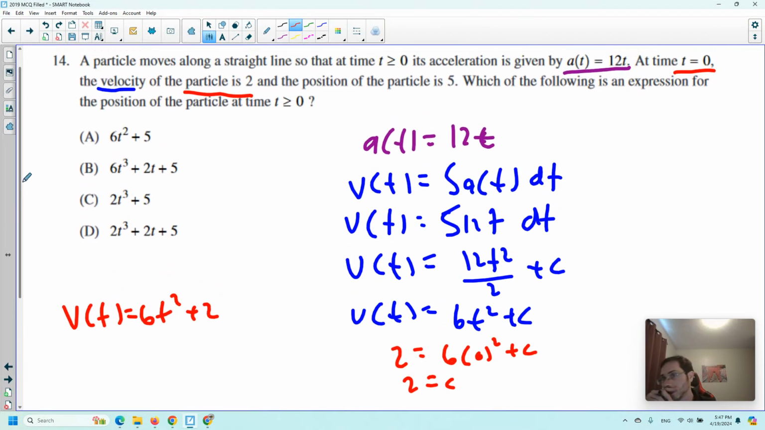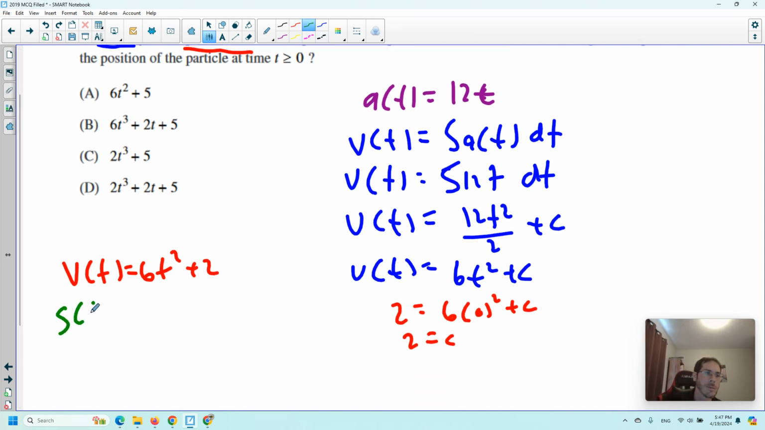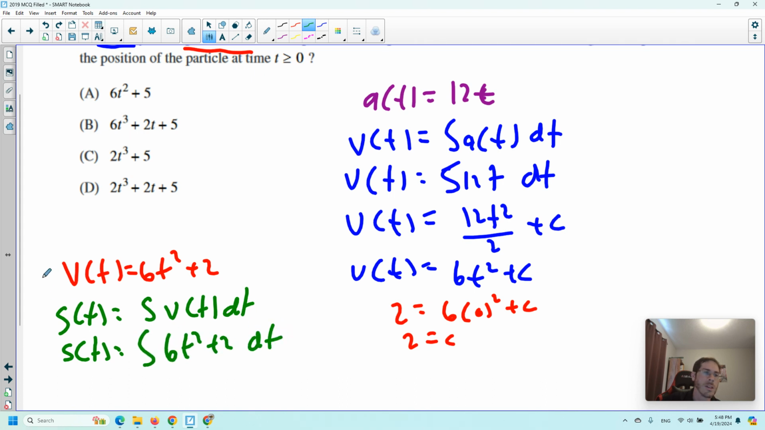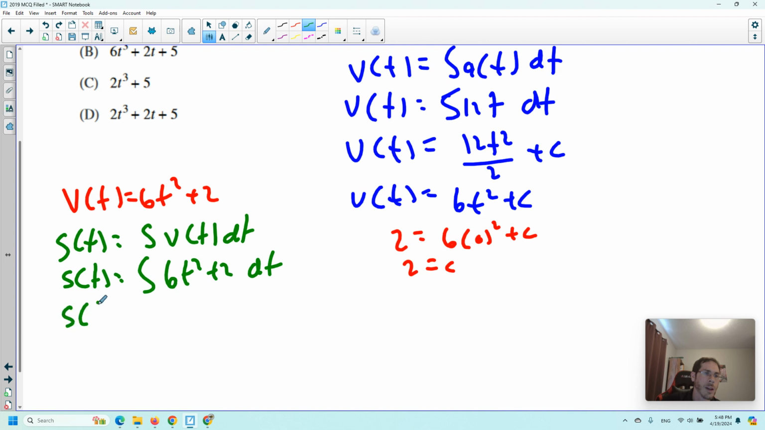Okay, not too bad, because then we can just figure out the position, because now we know, all right, position, s of t, is the integral of v of t dt. So s of t is the integral of 6t squared plus 2 dt. So s of t is going to be 6t to the third over 3 plus 2t plus c.